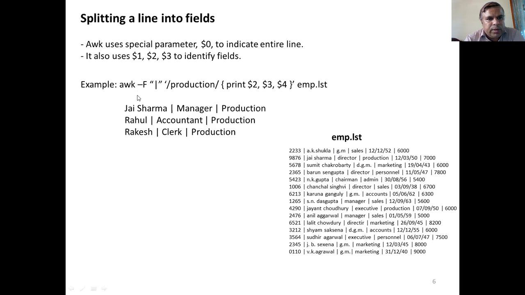So here is the command: AWK followed by the option -F to specify the field separator. The field separator is the vertical bar, enclosed in double quotes, followed by the selection criteria. The pattern that you want to match is production from this file, and then the action: print the second field, the third field, and then the fourth field. So this is the output.